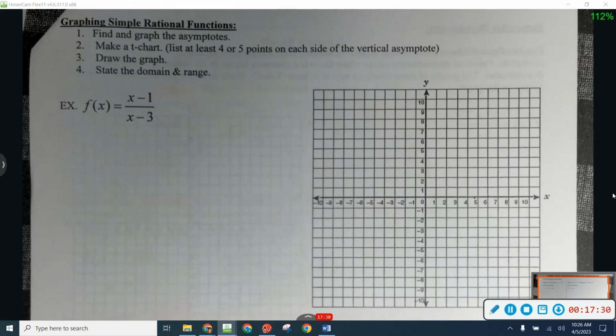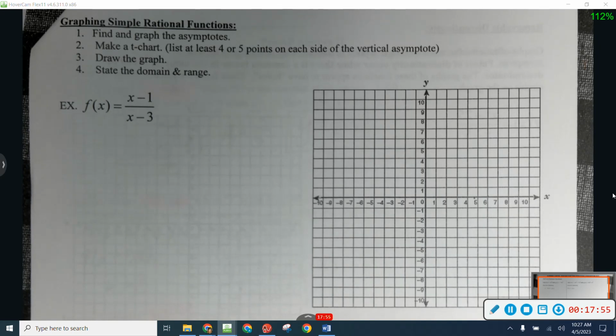Alright, graphing simple rational functions. So what we're going to do is we're going to look at our restriction, we're going to notate what our asymptotes are, we're going to graph it in our calculator, and grab some of the points from the table. You want enough points to give you your shape. I say about 4 or 5 points on each side of the asymptote. Draw it and then state the domain and range.